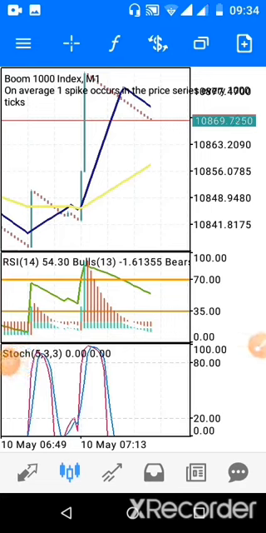So today I'm going to be showing you how to trade spikes on Boom and Crash, how to catch numerous spikes in a day, how to catch unlimited spikes in a day.